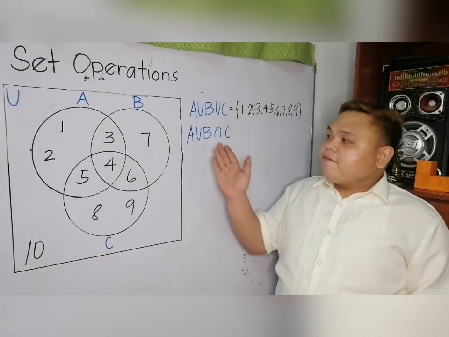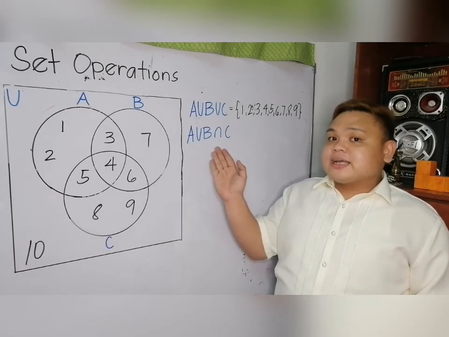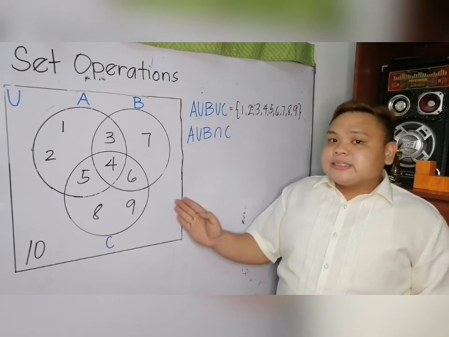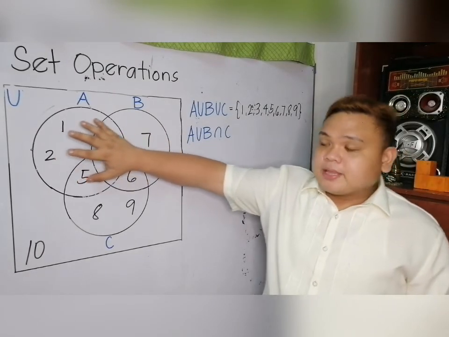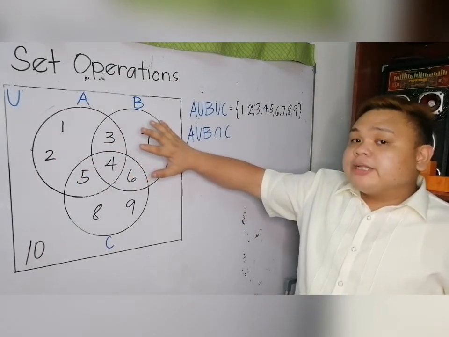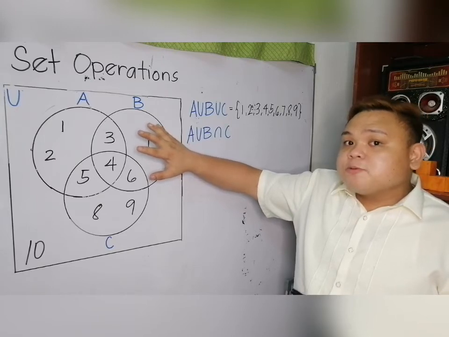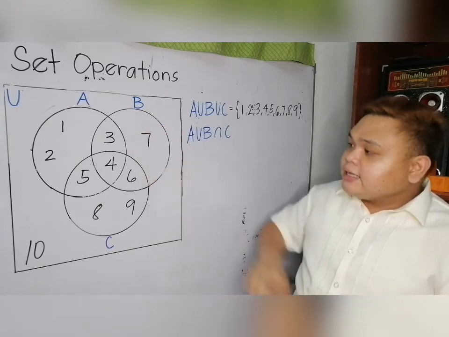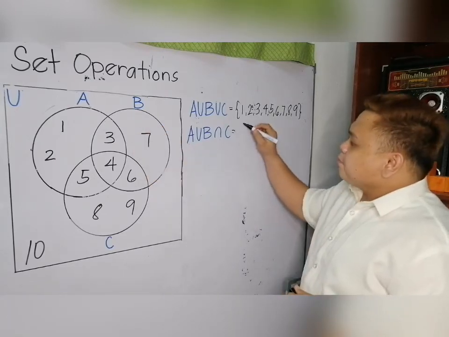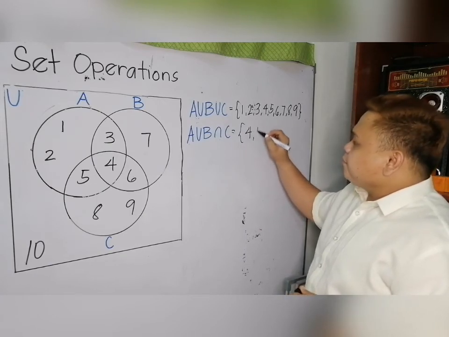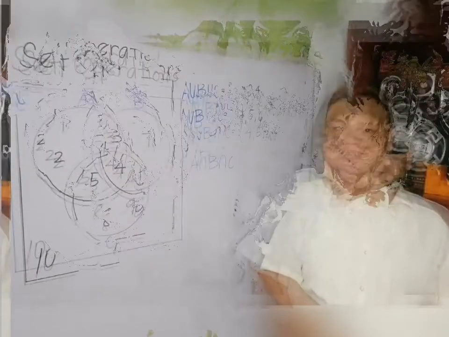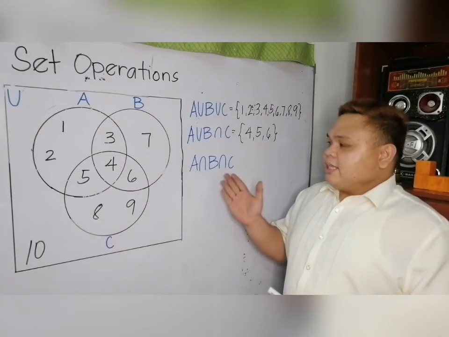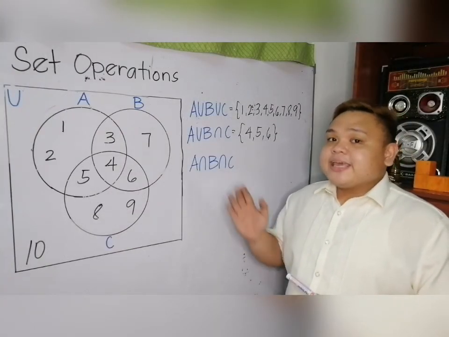Next, what if we have A union B intersect C? Looking at this diagram, our A union B is this part. And then we're going to look for its part that intersects with C. And in that case, those are 4, 5, and 6.